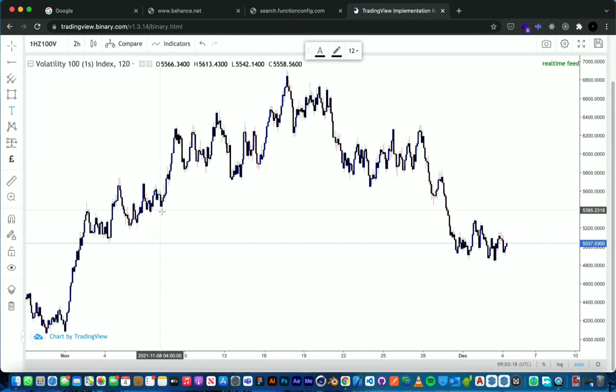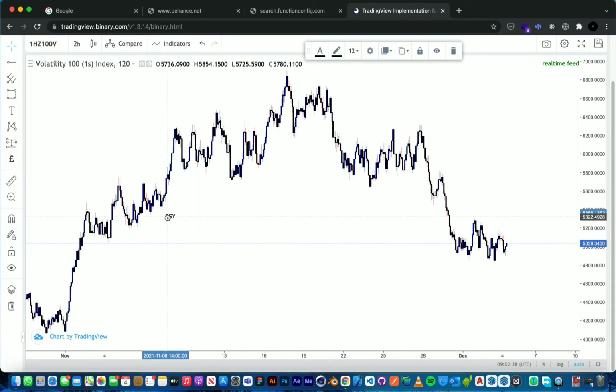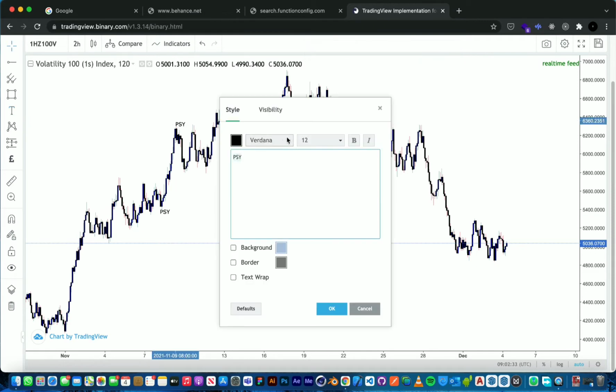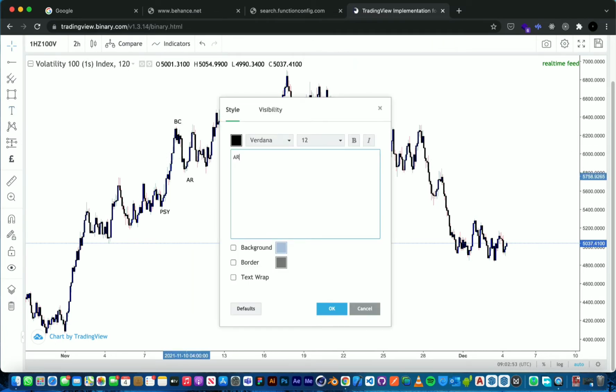So I'll look for my schematics. Let me start labeling them. We have a preliminary supply, which is basically where the last buys were placed in the market. Then we have our buying climax. This is where the last initial impulsive buy move happened, where you can see our Marubozus. Then we have the automatic rally.